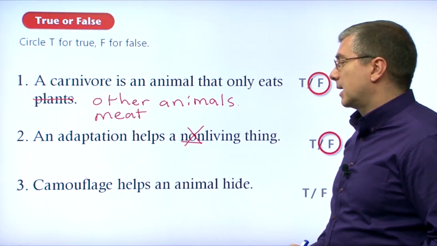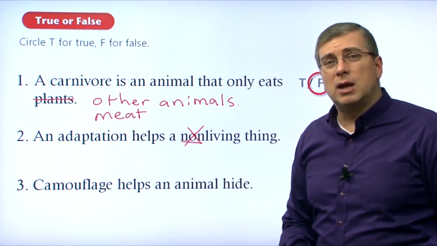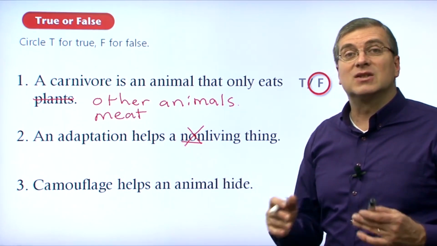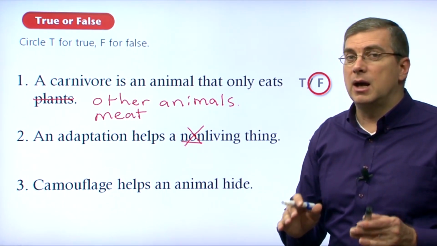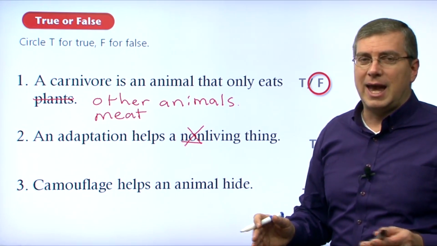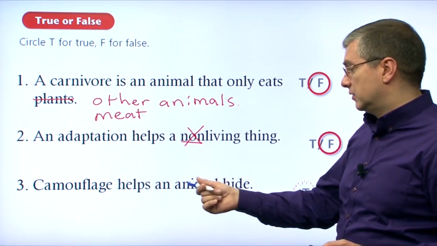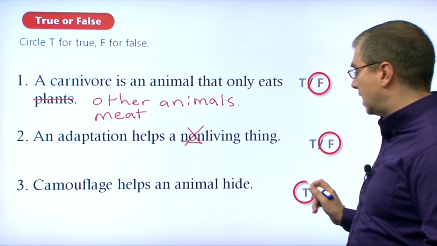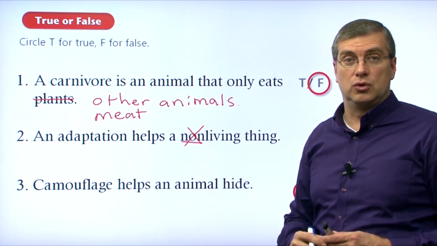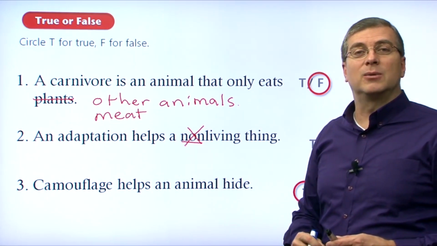Number three, camouflage helps an animal hide. We saw a lot of examples of camouflage, especially when we were talking about insects. Insects are geniuses at hiding in their environment. They use camouflage. So sure, camouflage helps an animal hide. That is true. Okay, well, let's take a break here and we'll move on to the reading in just a minute.